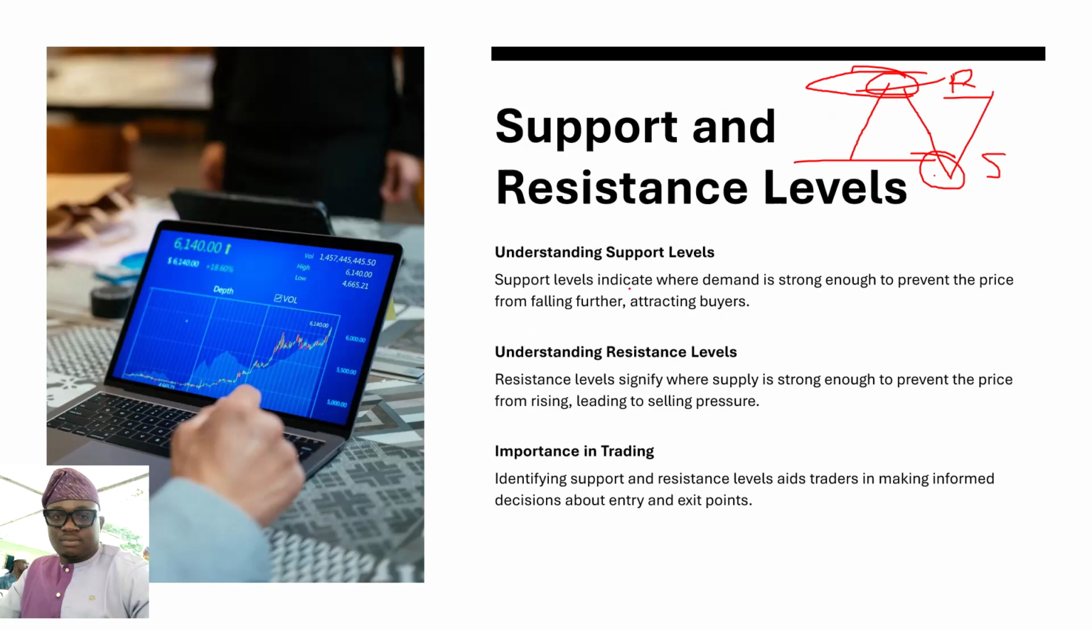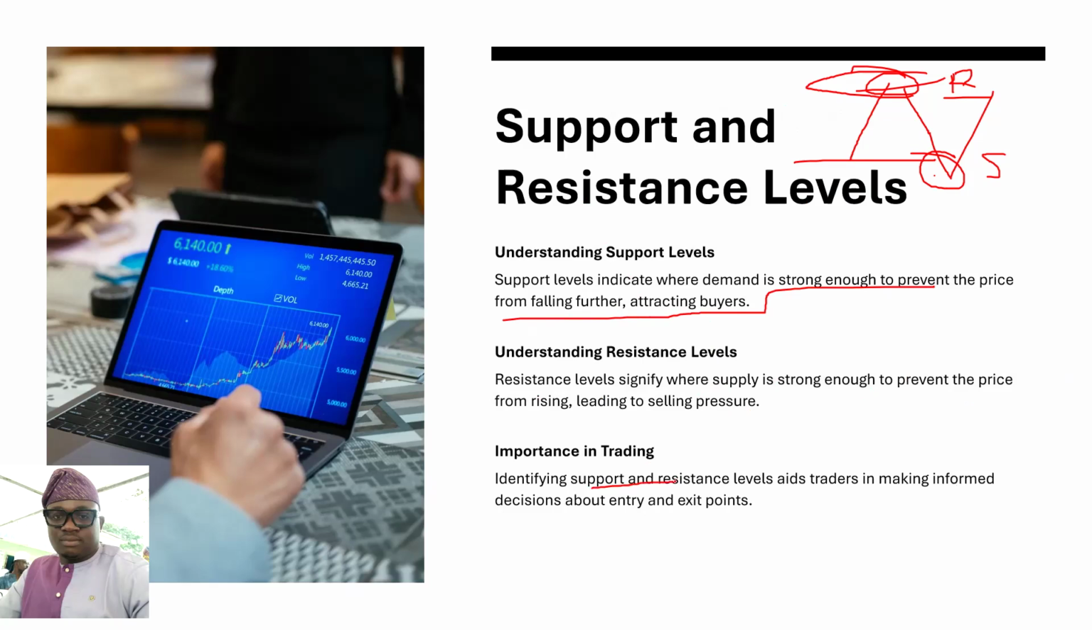So understanding support: support levels indicate where demand is strong enough to prevent the price from falling further, attracting buyers. This is just a way of defining what it is, but technically we understand what it is on charts. Understanding resistance: resistance levels signify just the opposite, where supply is strong enough to prevent the price from rising. Something like a ceiling, preventing price from going higher. But there are a lot of tools to identify all these support and resistance levels in the market.